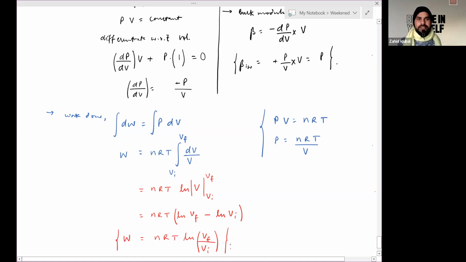In your school examination, you'll be asked to derive the expression of work done for an isothermal process, since this is the only derivation in this entire chapter. Okay.